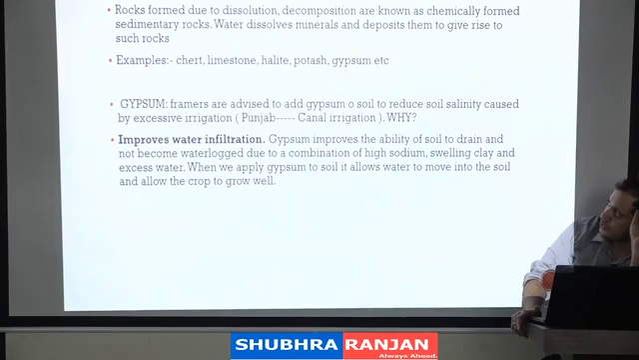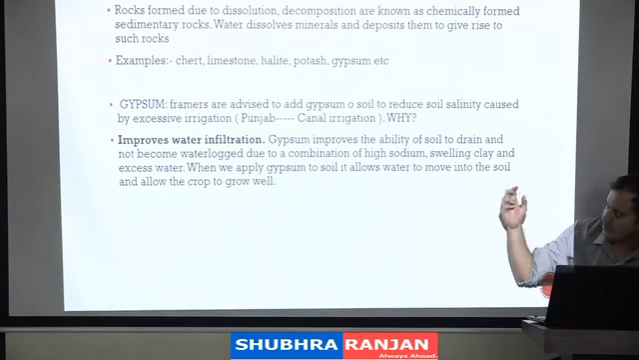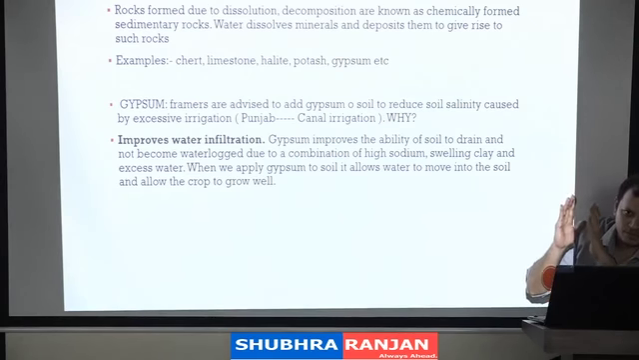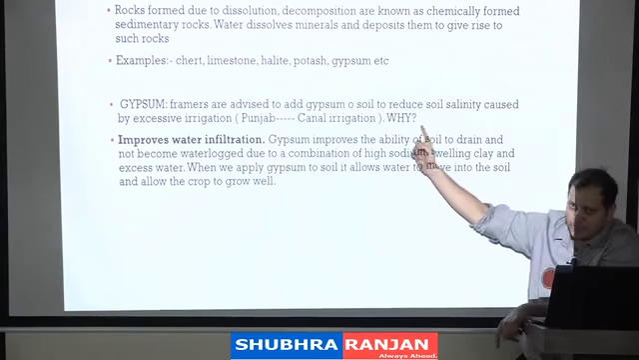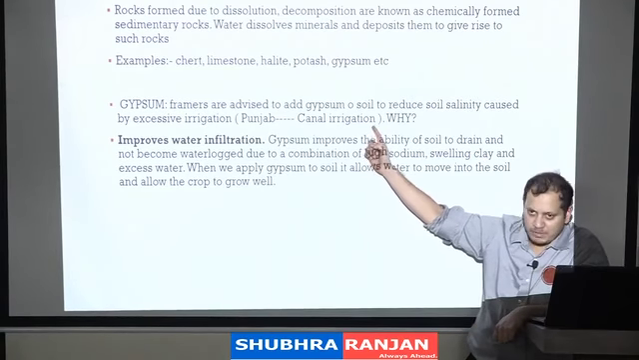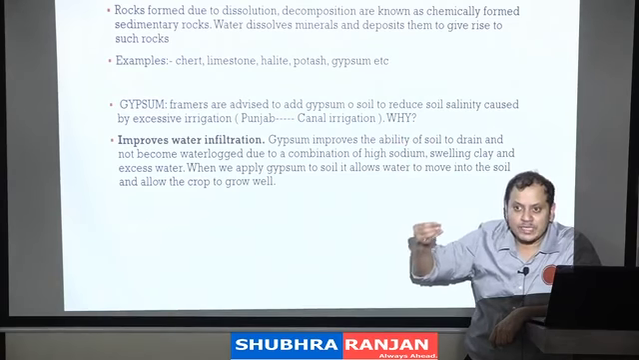Rocks formed due to dissolution, decomposition are known as chemically formed. Example is chert. Chert matlab it is kind of a salt pan only, salt rock only. Limestone, halite, potash, gypsum, etc. I have asked you about the gypsum. Farmers are advised to add gypsum to the soil to reduce soil salinity caused by excessive irrigation. Example Punjab, canal irrigation. Why? Because it improves the infiltration.